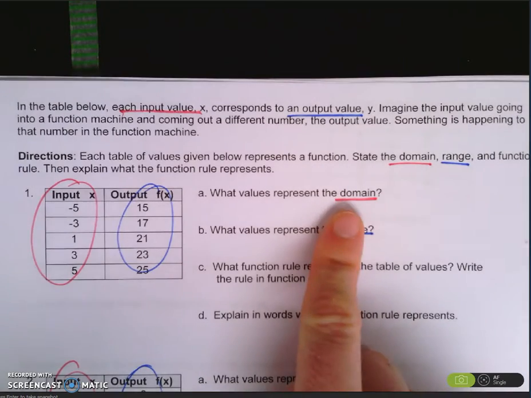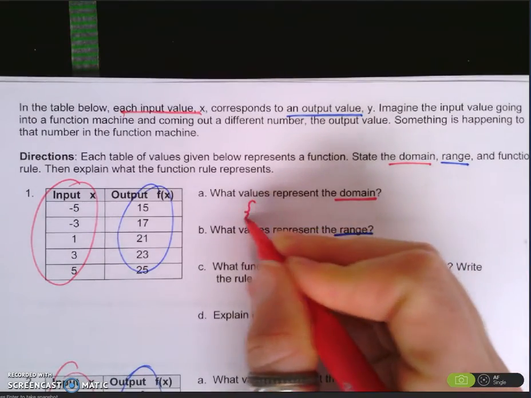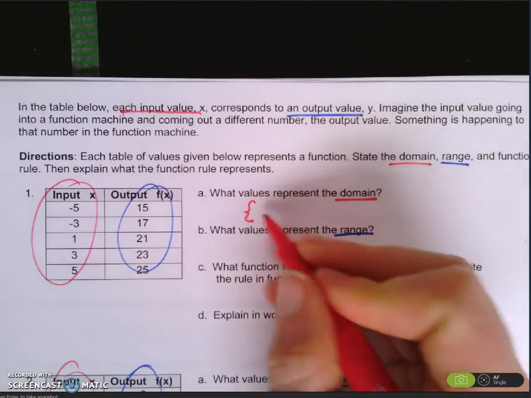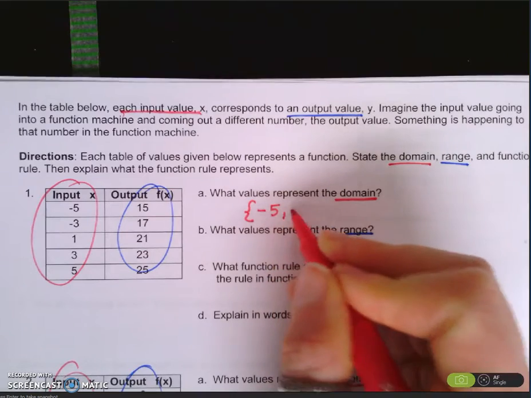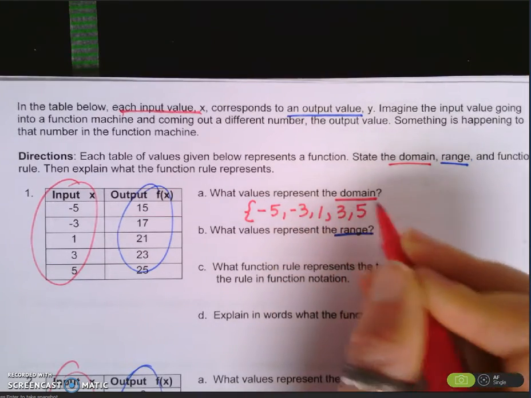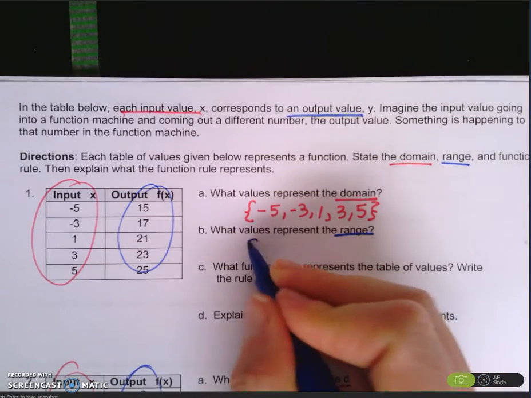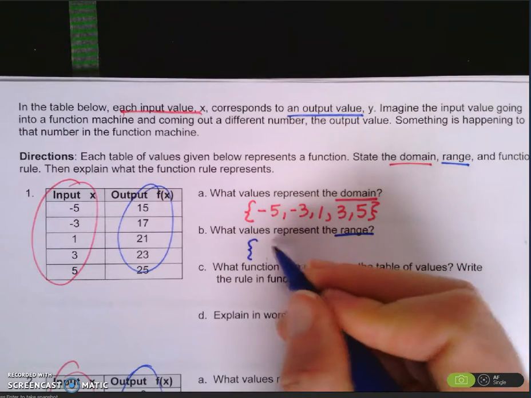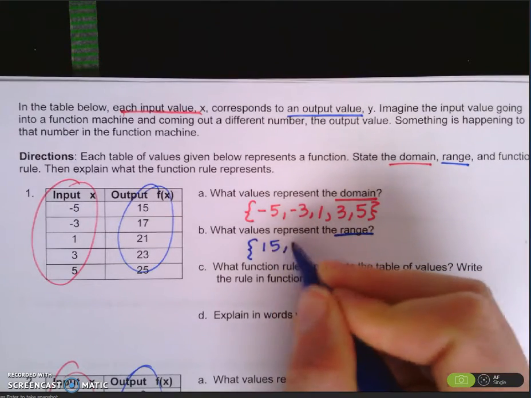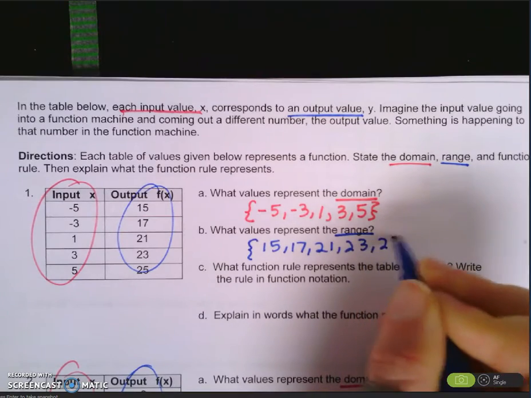So domain values are all the x values. I'm going to write this in set notation, meaning I'm using curly brackets. I'm going to start with the least number, and I'm going to list them in increasing order without repeating any numbers. I'm going to do the same thing with the y, or my output, or my f of x. 15, 17, 21, 23, and 25.